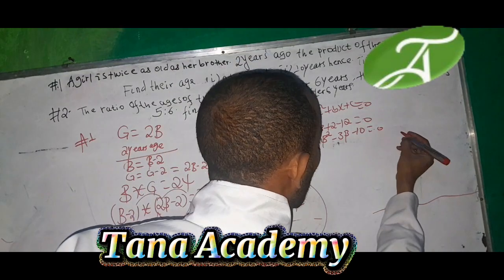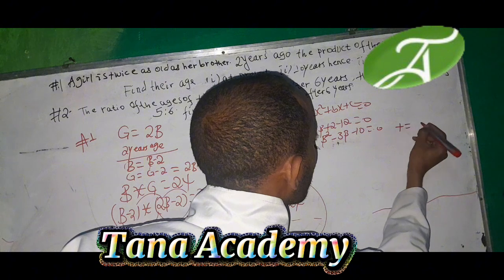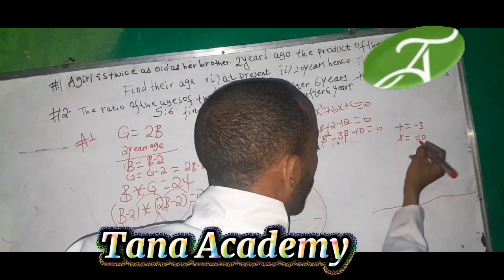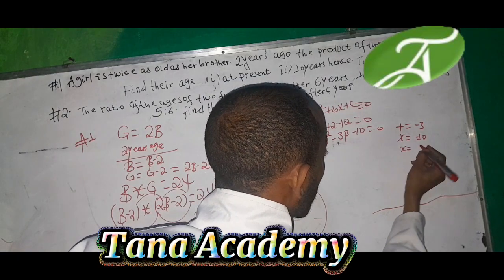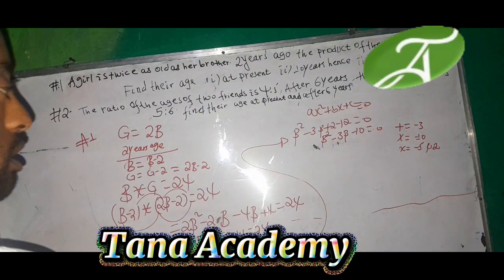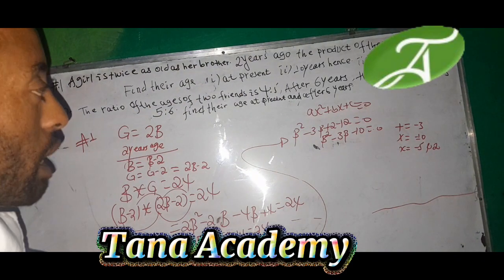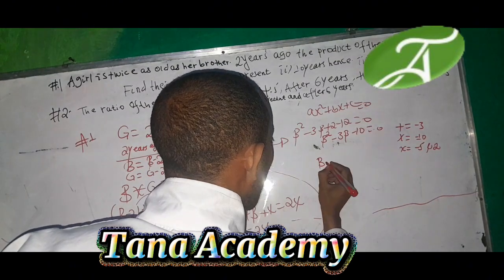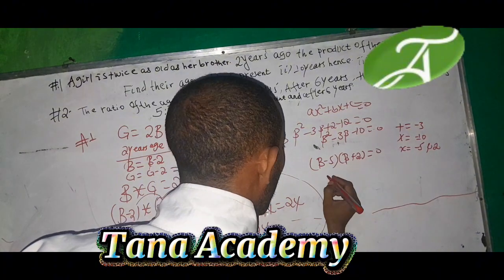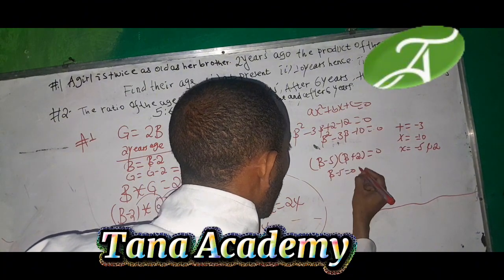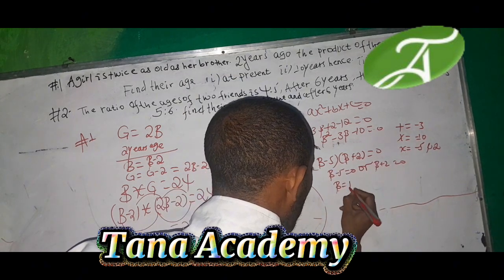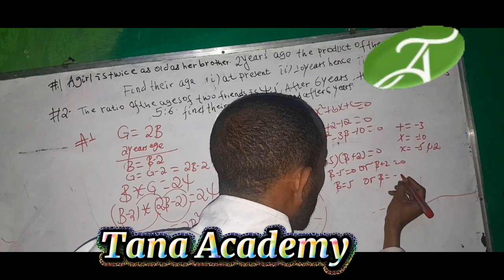That means find the numbers whose sum is minus 3 and whose product is minus 10. Those numbers are minus 5 and 2, because minus 5 times 2 is minus 10, and minus 5 plus 2 is minus 3. Therefore, (B minus 5)(B plus 2) is equal to 0. That means B minus 5 is equal to 0 or B plus 2 is equal to 0, so B is equal to 5 or B is equal to minus 2.